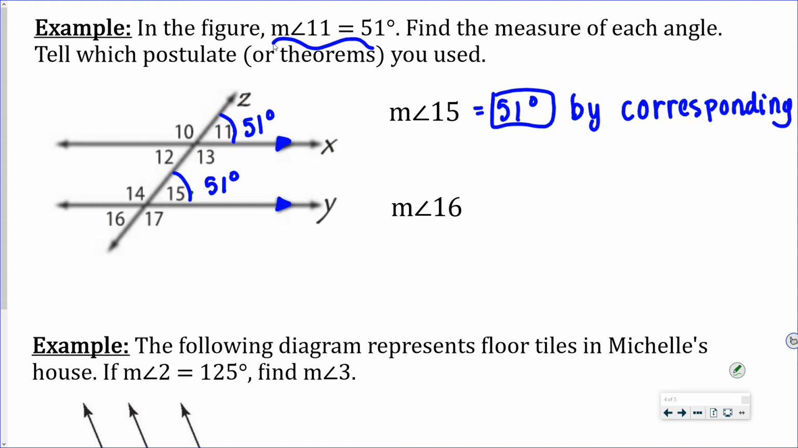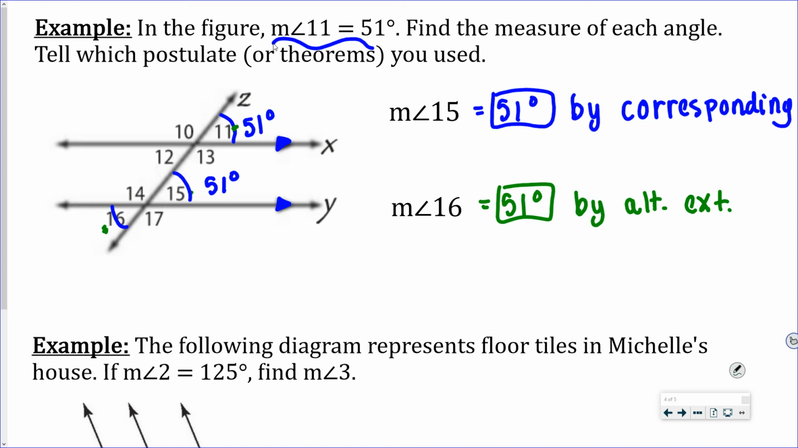Find the measure of angle 16. Now, you could be looking at angle 15. You're like, oh, they're vertical angles, right? But let's try and connect it back with what was given to us. What's the relationship between 16 and 11? First of all, they're both exterior. Matthew, what's their relationship? Alternate exterior. So pretend for a second we didn't know this one. Based on what I was given, I see 11 and 16 are alternate exterior. Alternate exterior angles are congruent. So this one's also going to be 51 degrees by alternate exterior. And you can shorthand that if you want.